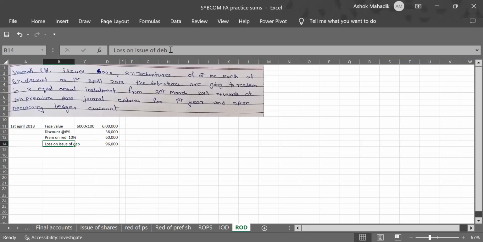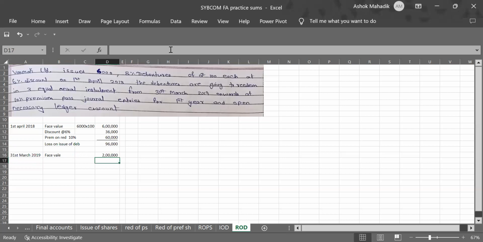Now let us record other details also. As they said, we are going to repay this entire debenture value in 3 years. So let us record. See, we are starting with the redemption on 31st March 2019. That is the end of this year only. The year we started on 1st April 18 ends on 31st March 19. So we are redeeming face value worth 2 lakhs. Have we got 2 lakhs? 1/3 of 6 lakhs, because we are going to redeem 6 lakhs in 3 years. So 2 lakhs each year, isn't it?